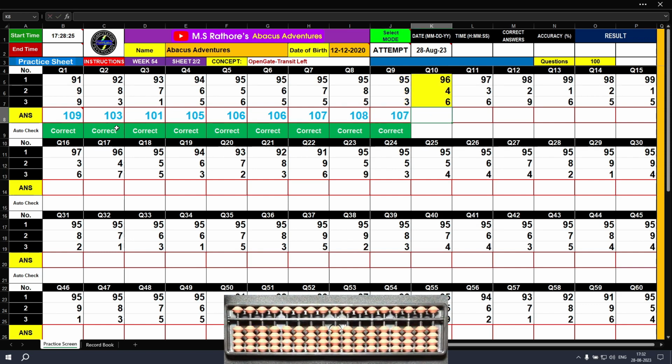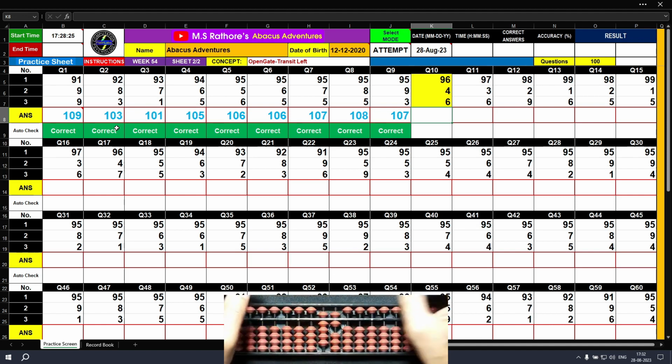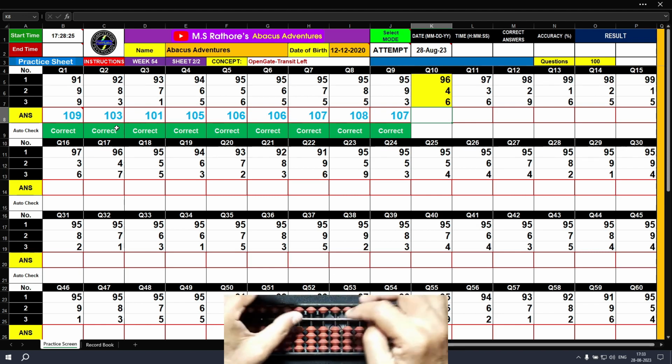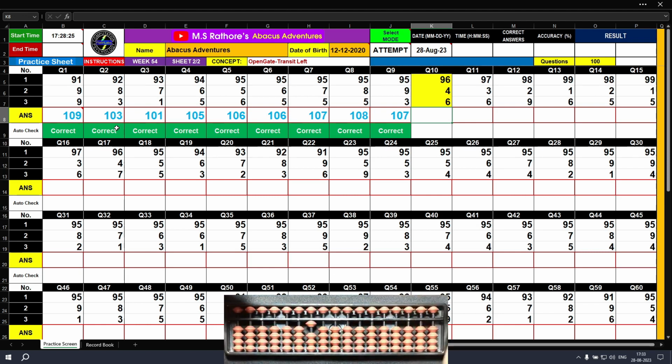Question number 10. Plus 90, plus 6, it's 96. Plus 4, big friends formula: plus 4 equals minus 6, open the gate, plus 10. The partial answer is 100 now. Then plus 6 directly, the answer is 106.